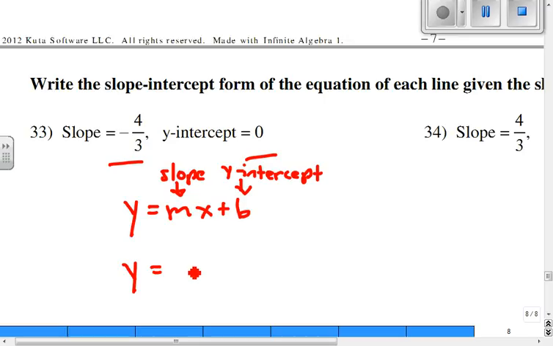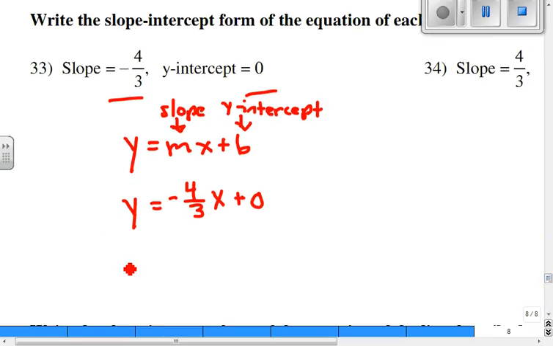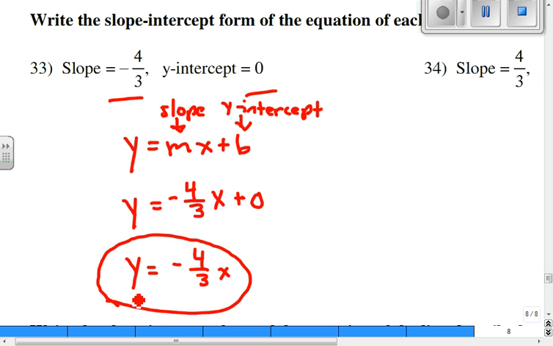y equals, well, our slope is negative 4/3. We're going to bring down our x plus 0 since our b is 0. Well, we don't even need to write the plus 0. So we're just going to rewrite it once more as y equals negative 4/3 x. That's our equation. We're done.